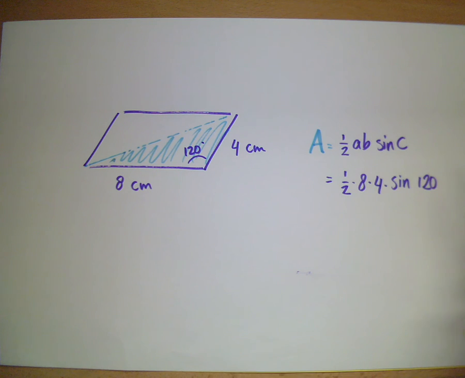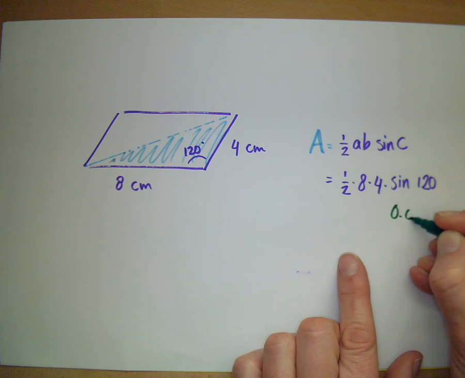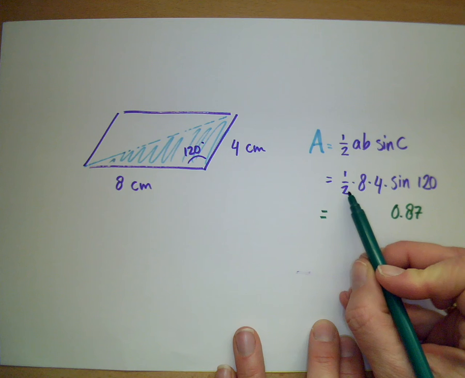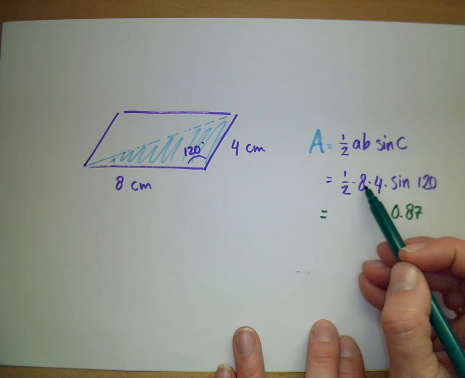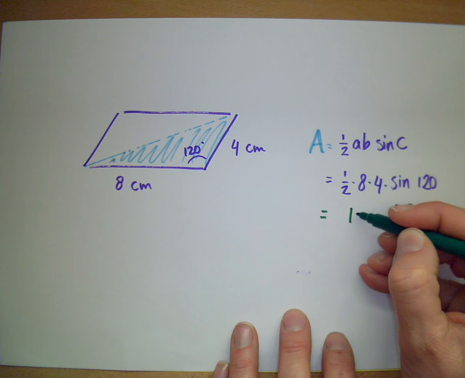The sine of 120 is 0.87. I can do this part without a calculator. 1/2 of 8 is 4, times 4 is 16.